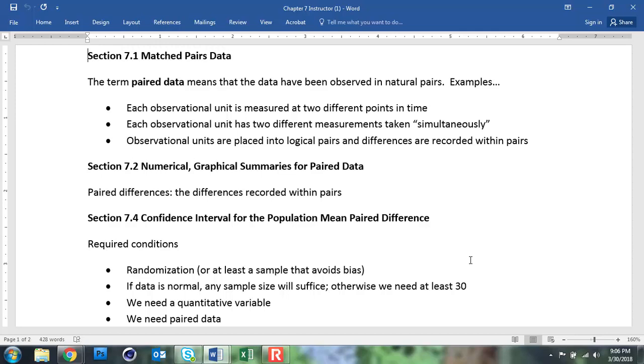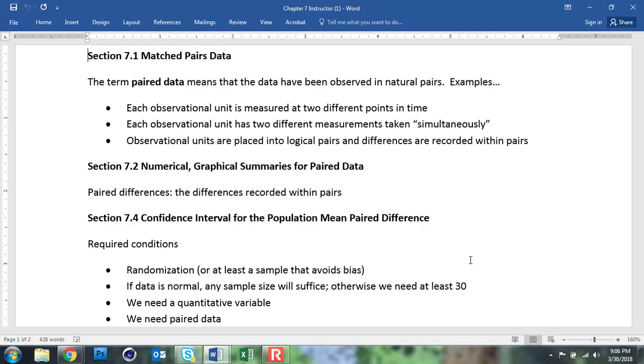So whether each observational unit is measured at two different points in time, each observational unit has two different measurements taken simultaneously, or if observational units are placed into logical pairs and differences are recorded within pairs. In all three of these examples, we have two measurements, and we're talking about the difference between the two measurements. And so those paired differences, and this is the worst definition that I will give you all semester long, but paired differences are the differences recorded within pairs. So it is these differences. We have our two measurements. What is the difference between those?